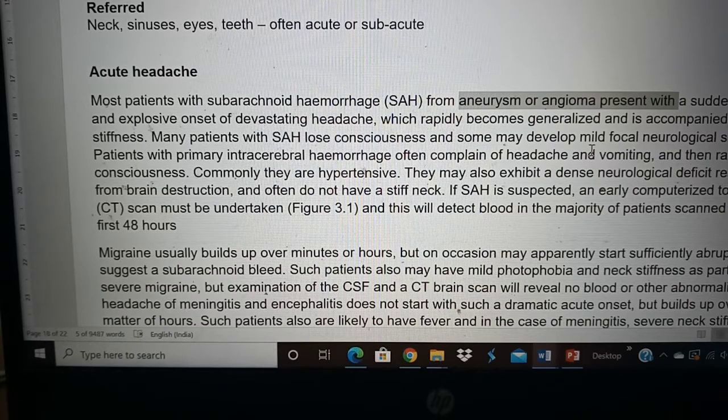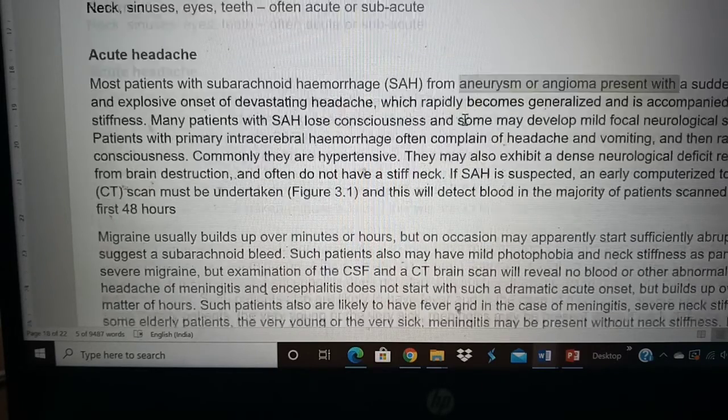So they have to have a CT scan taken, and within the first 48 hours itself, treatment has to be started. In fact, within the first 6 hours itself, treatment is started as early as possible.